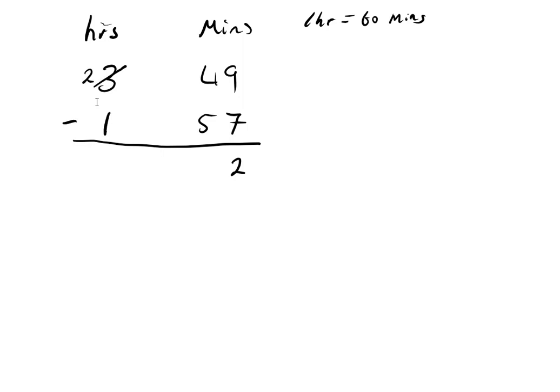And when we bring this across, we bring 60 with us, which we add to our 49, giving us a 109. We've already gone 9 minus 7. Now we can do 10 take away 5, which leaves us with 5. And then as normal, 2 take away 1, which is 1. And our answer is 1 hour 52 minutes.